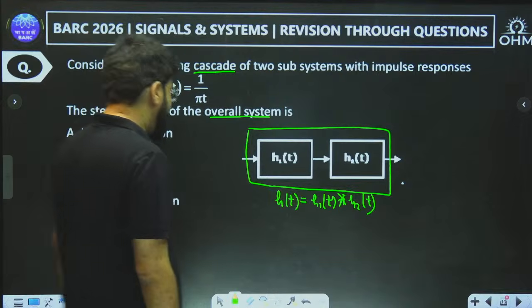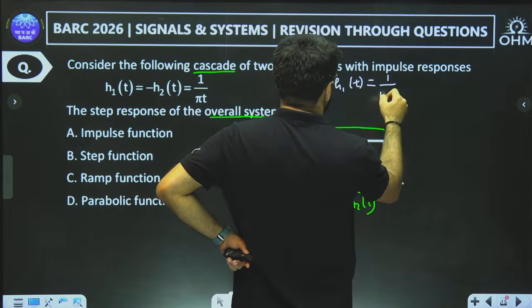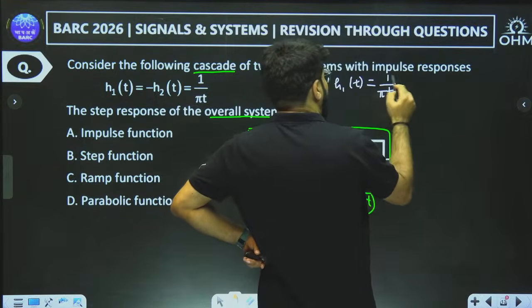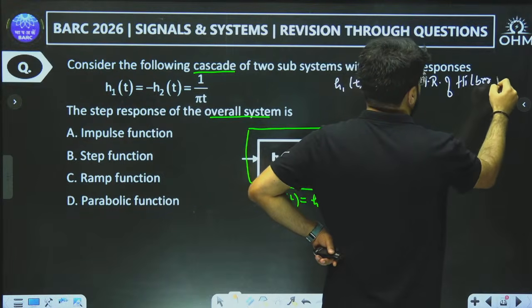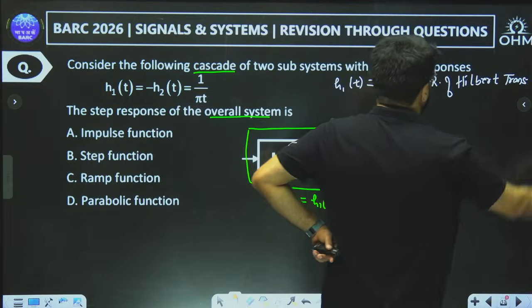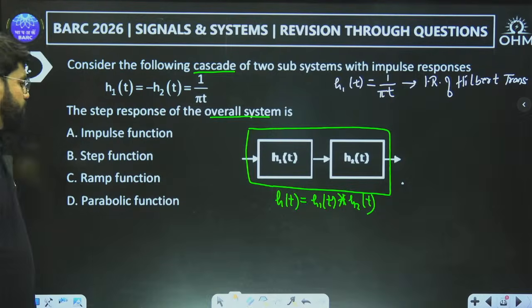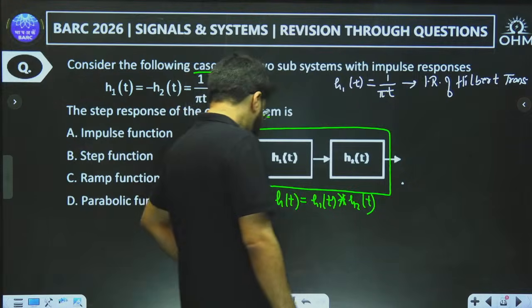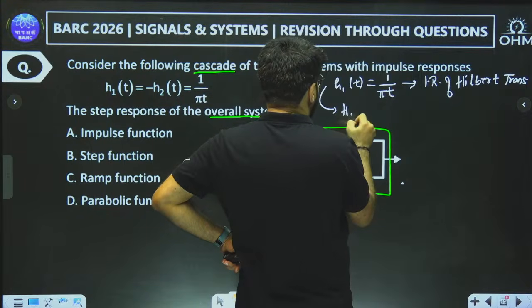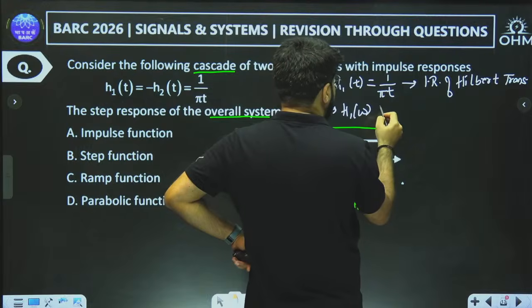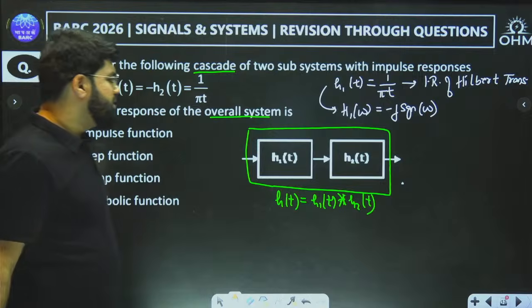Remember, this question in time domain would be a little tedious. h1 of t is 1 by pi t, and 1 by pi t is nothing but the impulse response of the Hilbert transform. Then for the Hilbert transform, what is H1 omega? Let us solve this question in the frequency domain. The Fourier transform of the Hilbert transform is defined by minus j signum omega.